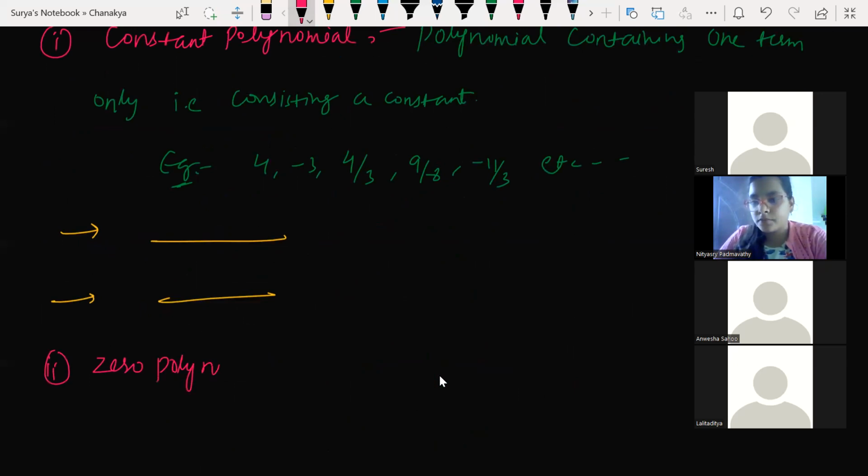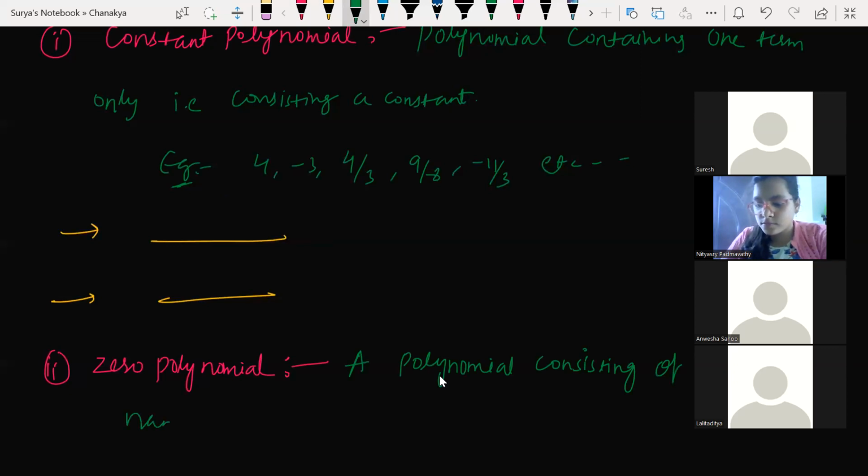Sir, zero polynomial is also under the constant polynomial list, right? Yes, zero is also constant. Look at this now. We'll write a polynomial consisting of one term, namely zero only, is called a zero polynomial.